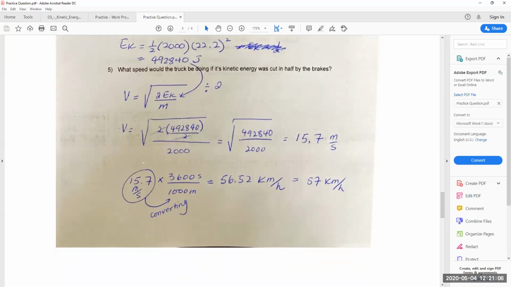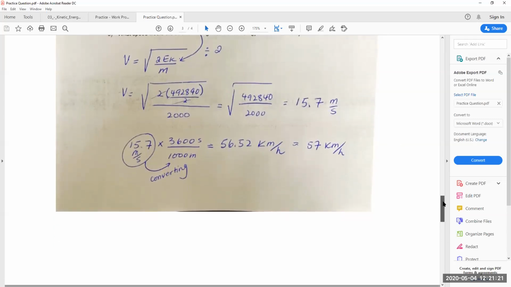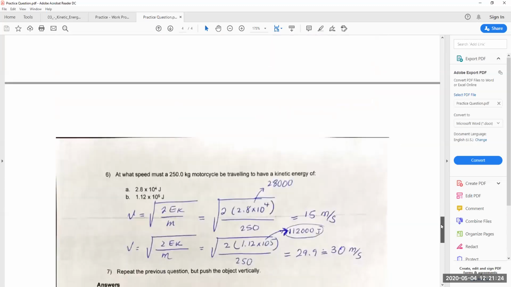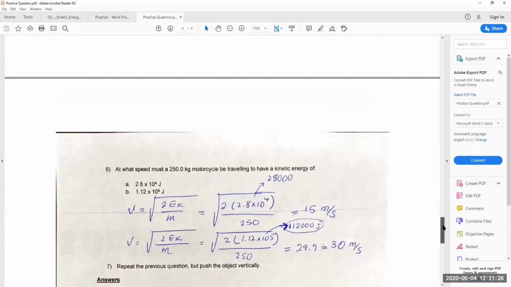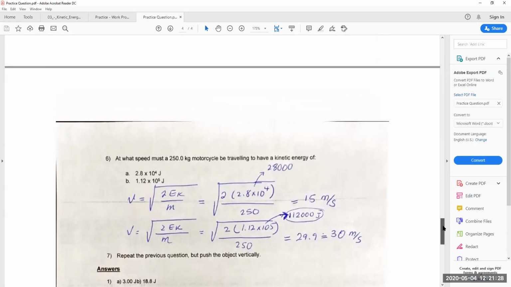And I think your final answer in your answer sheet is in kilometers per hour. So my answer, because of my formula, comes to 15.7 meters per second, which you have to convert again to kilometers per hour. And if you have any questions, please email me and let me know, and I can explain more. And the last question you had pretty much was related to different energies, which you use the speed formula. Very simple, very straightforward.